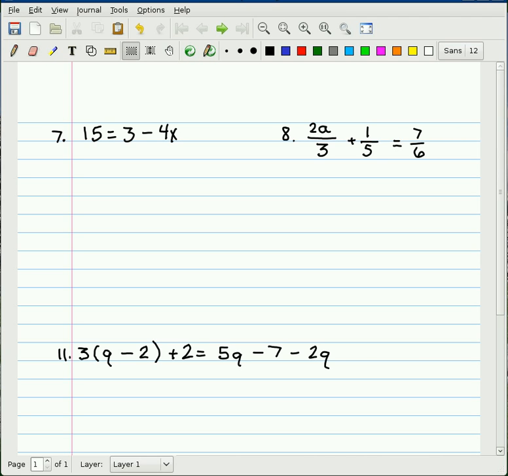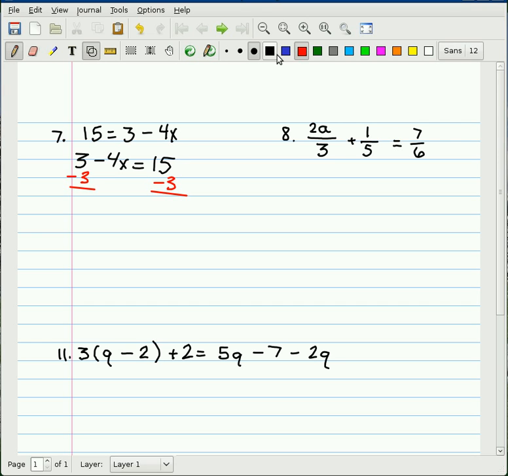Working here in the chapter test for chapter 2 on page 156, beginning with number 7. You'll remember that I don't like to have the variable on the right hand side of the equation, so I'm going to flip this equation around to 3 minus 4x equals 15. The inverse operation for positive 3 is to subtract 3. Have to do it to both sides.